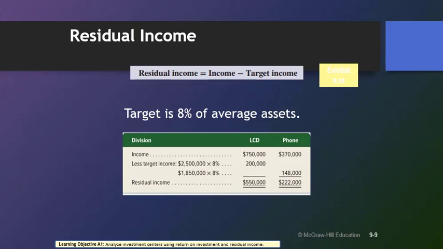So we can see how this compares for each division. We take their actual income, then we compute what the target income is based on the 8% of their invested assets, and we see how much better we are doing. Again, it looks like the LCD division is doing substantially better. They have a residual income of $550,000 compared with the phone division, which only has a residual income of $222,000.